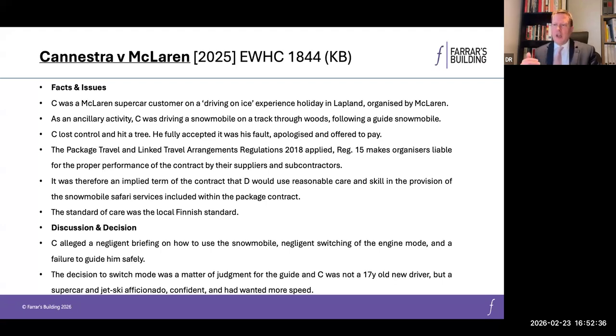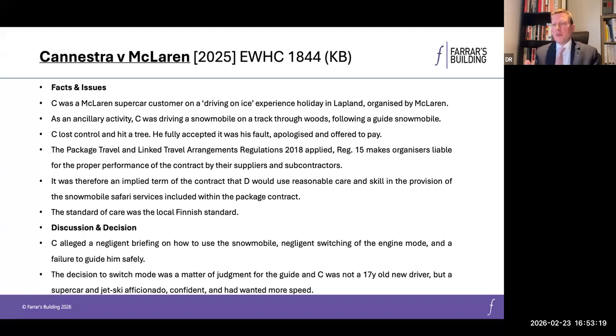The standard of care was the local Finnish standard, and there were effectively three main issues in relation to breach. Firstly, whether the defendant had breached the standard of care when giving the briefing on how to operate the snowmobile, and whether switching the mode of the snowmobile, which happened partway through the course, was a breach, and whether the defendant had failed to guide the claimant around the track safely, because at one point the guide snowmobile had got out of sight of the claimant.